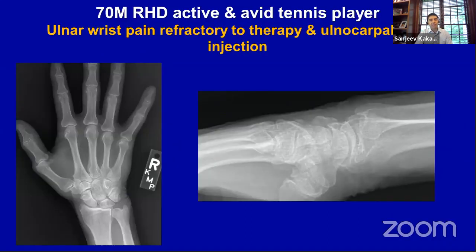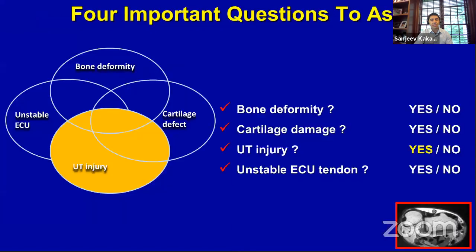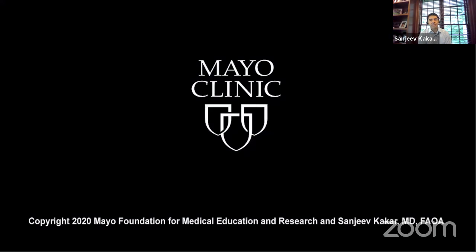So what about this patient? This is, believe it or not, a very active tennis player who came to see me, couldn't play tennis despite non-operative treatment. And when you look at his MRI, clinically he was tender over the fovea, his DRUJ was stable, and was non-tender over the ECU. So going through this checklist, in my mind, this was a soft tissue problem, most likely a TFCC or a UT ligament split tear. So this is a short video I just want to share with you.